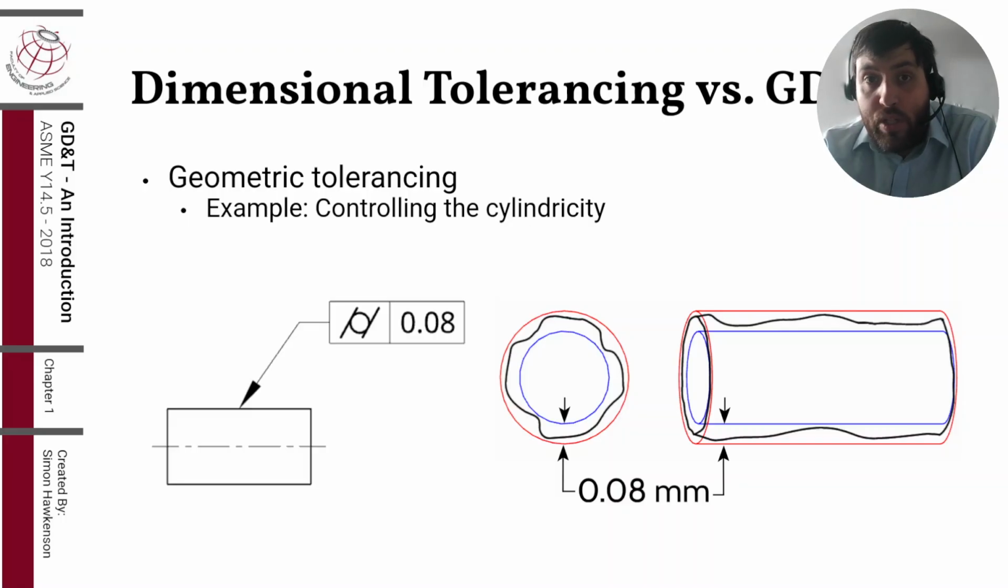With geometric tolerancing, you could just control the cylindricity of a cylinder independently from the diameter's dimensional tolerance. That way, you can ensure that no matter the cylinder's diameter, you always have an acceptably round cylinder. But we're getting ahead of ourselves here.